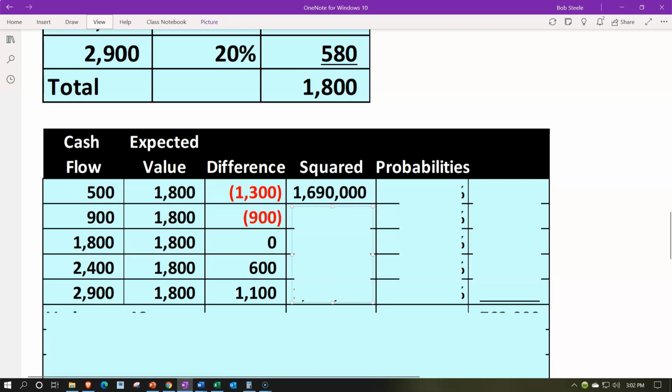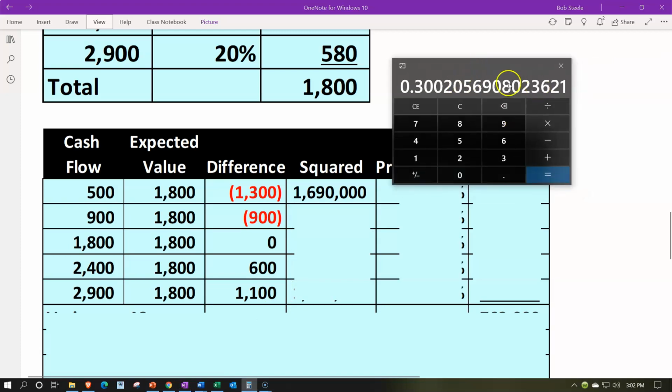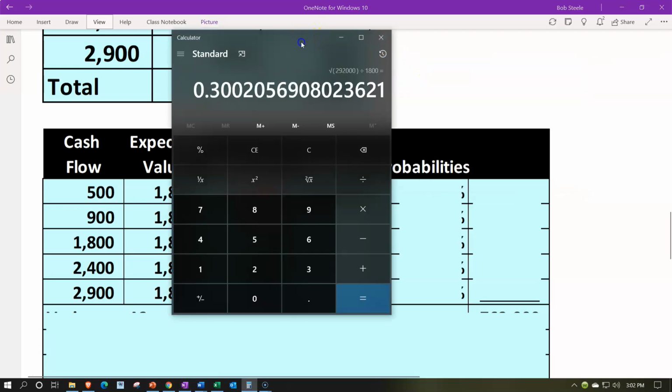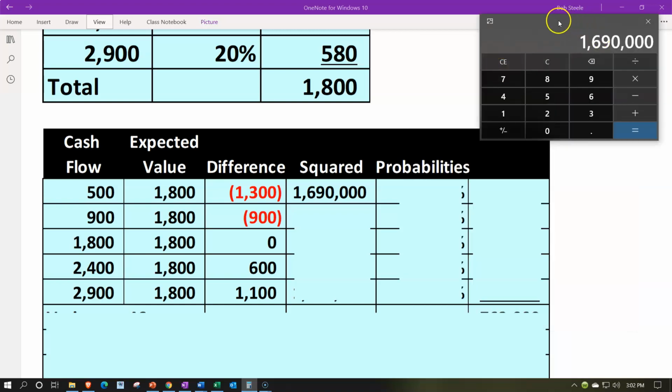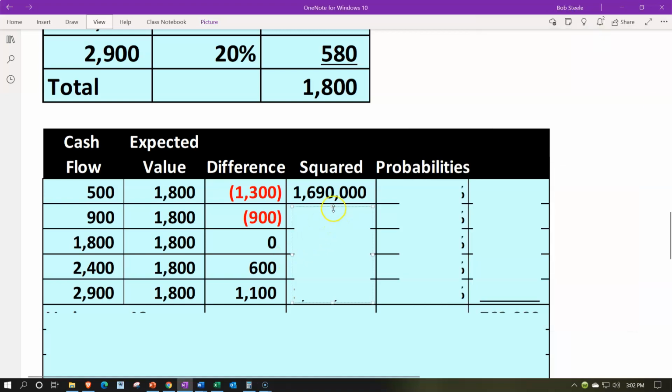Then we will square each item. Let's just do the first one, just to practice the squaring, making sure we have a squared button on the calculator. So we pick up the 1300, make it negative 1300, and square it: 1,690,000. So there we have that. We do that all the way down. 900 squared is 810,000. 0 squared is 0. 600 squared is 360,000. 1,100 squared is 1,210,000.